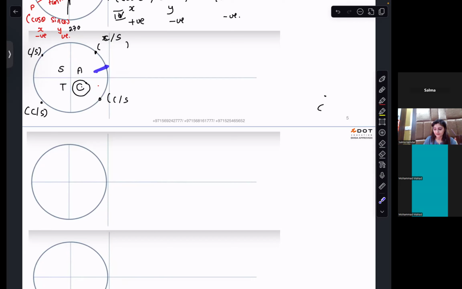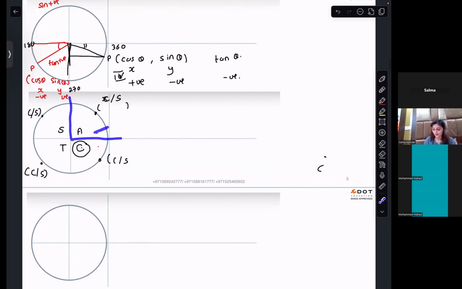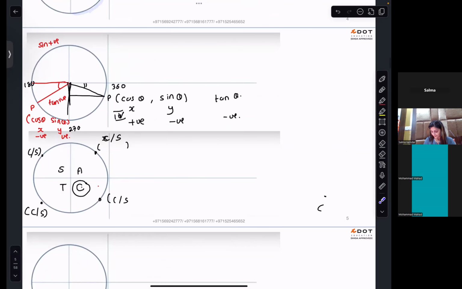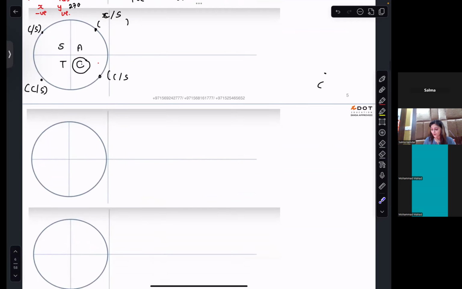0 to 360. 0 to 90. Between 0 to 90, all is positive. Between 90 to 180, sine is positive. Between 180 to 270, only tan is positive. Between 270 to 360, only cos is positive.